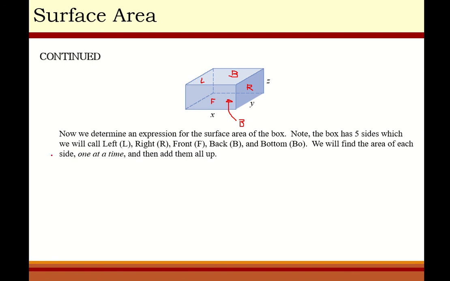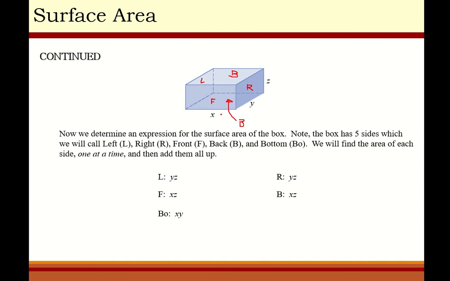So we will find the area of each side one at a time and then add them all up. Okay, so that's how to solve this problem. Okay, so for the left, we have here the Z and we have here the Y. So therefore, the area for the left is simply the product of Y and Z, because this is also Y and this is also Z. So to find the area for the left part, simply multiply the length and the width. So that's why we have YZ. Now if you look at the right side, right side is just the opposite of the left. So therefore, we also have the same equation for the area of the right side. So we have length times width for the right side also.